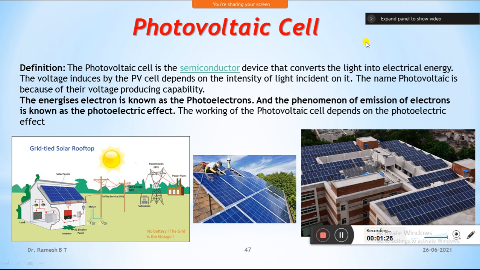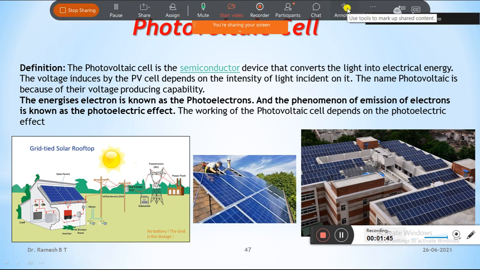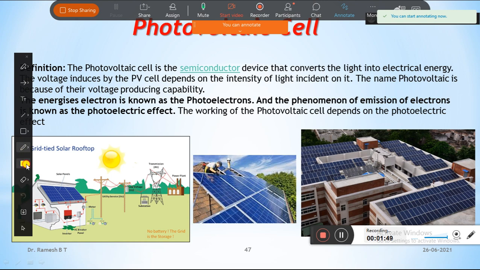Then what is meant by a solar cell? So what is this solar cell? It's a solid state device that converts incident solar energy directly into electric energy.